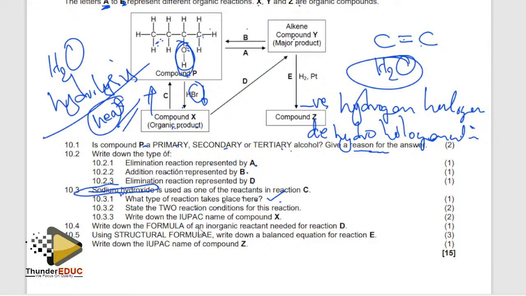Write down the formula of the organic reactant needed for reaction D. Reaction D. What is reaction D? They're saying write down the IUPAC name of the organic compound at D. So you have this, you form this.